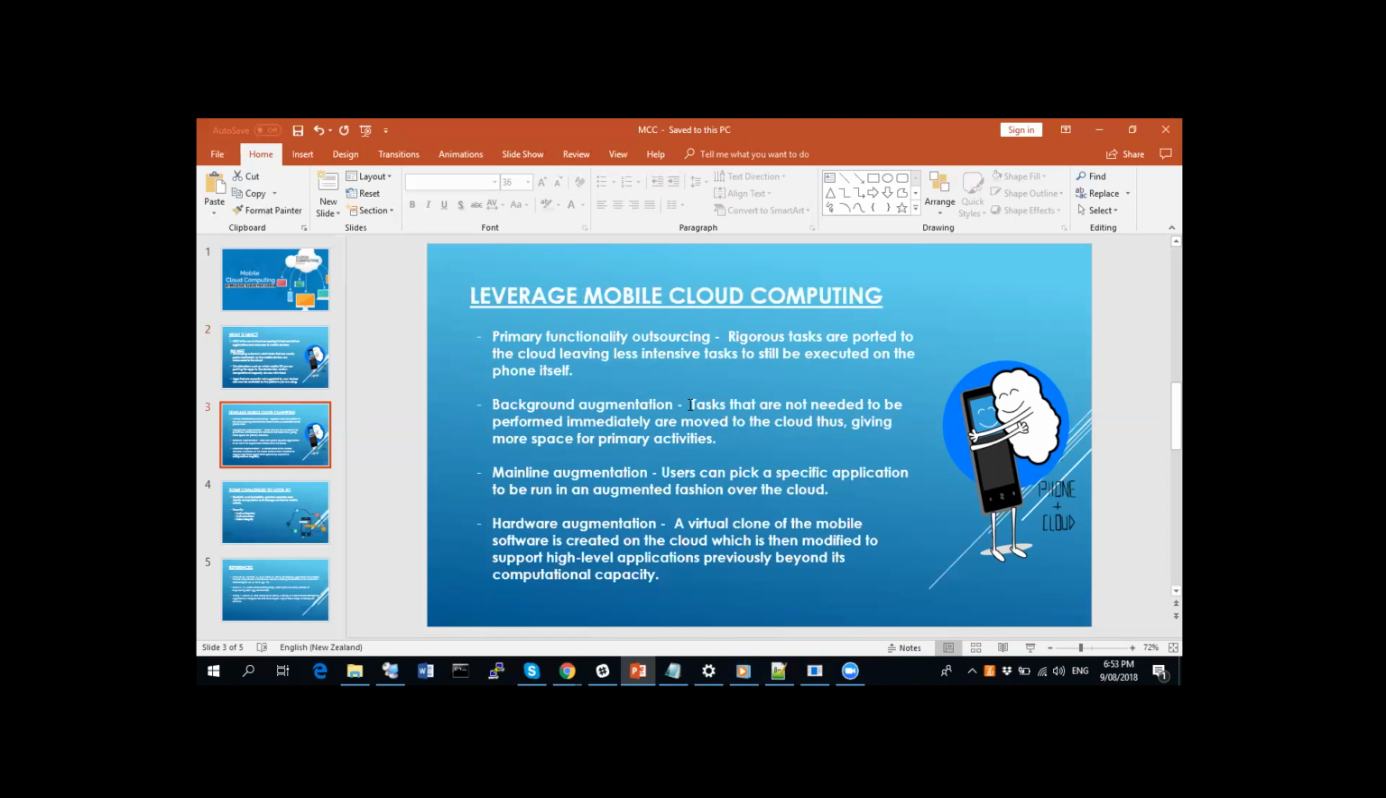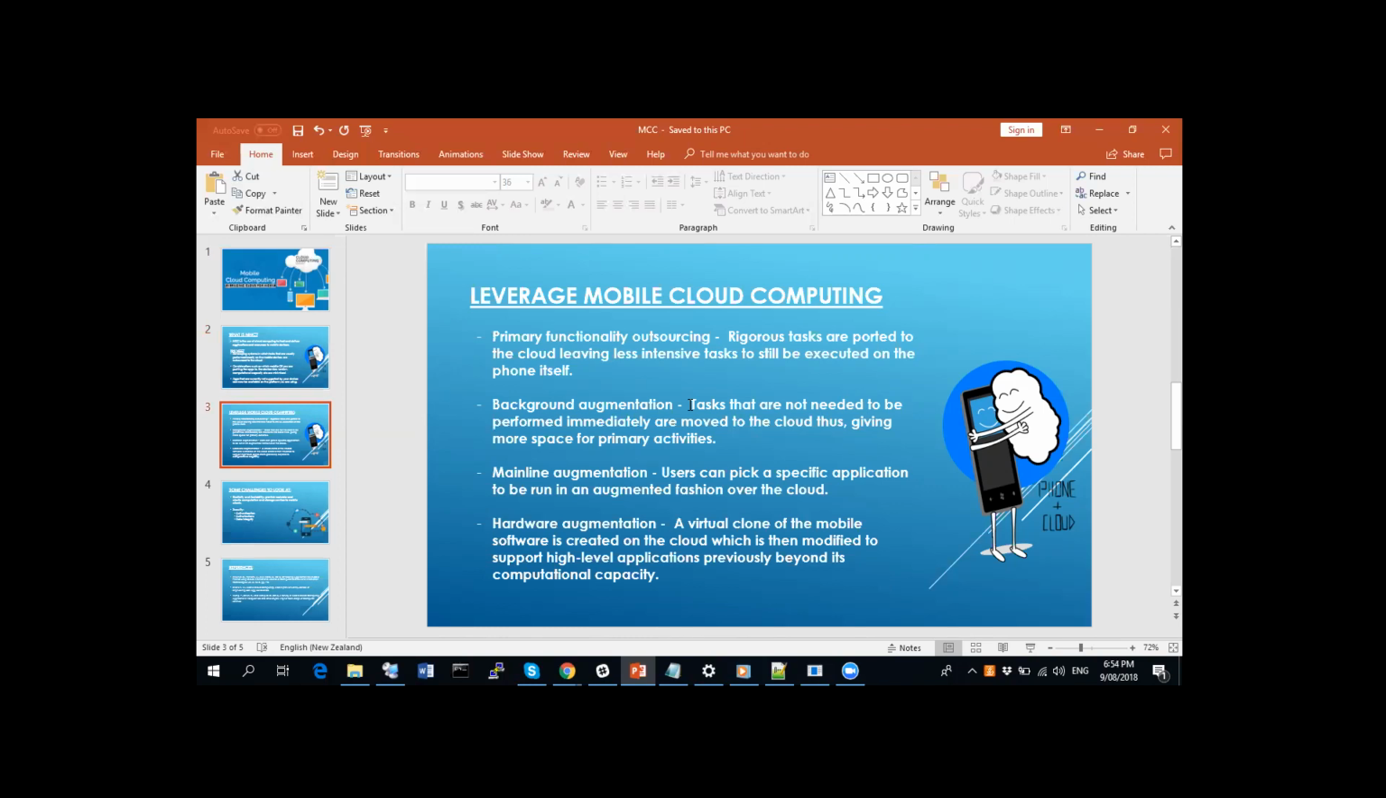Leveraging mobile cloud computing. The primary functionality is outsourcing: rigorous tasks are ported to the cloud, leaving less intensive tasks to be executed on the phone itself. These tasks are like face recognition, speech recognition, and voice indexing, all of which can be performed on the cloud rather than your phone. Secondly, background augmentation: tasks that do not need to be performed immediately, such as system checks and health checks, can be moved to the cloud, leaving your mobile with free space, free processing capacity, etc.